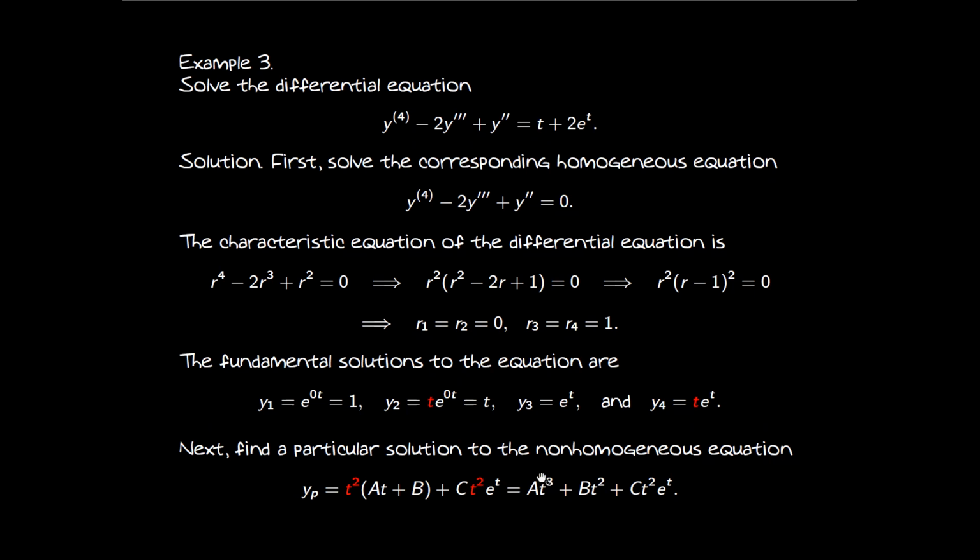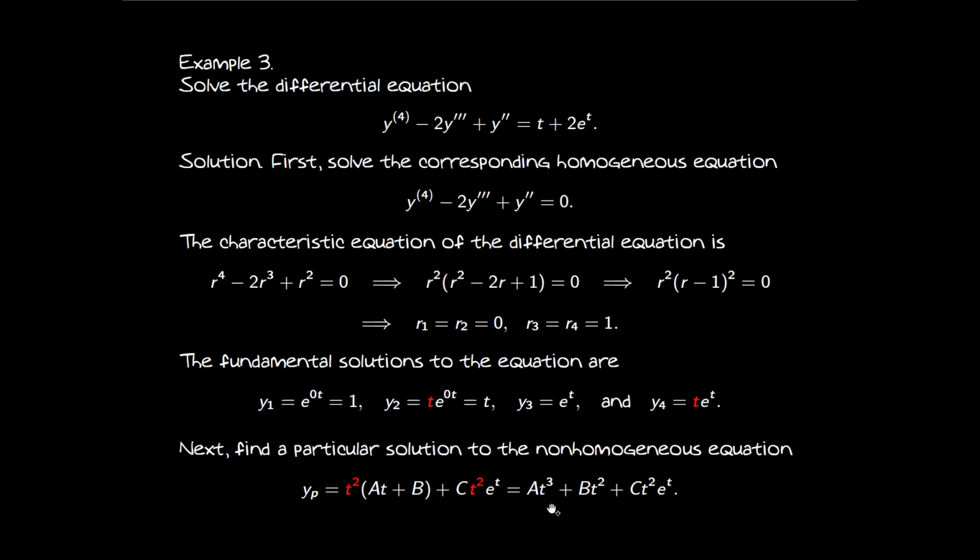Okay, once again, for the first one, for the t, you're going to use at plus b, right? But because the 1 and the t are both in the fundamental solution set, you have to use 2 extra t's. And for the e to the t, because e to the t and t e to the t are fundamental solutions, you have to use another extra t, right? Same thing as here.